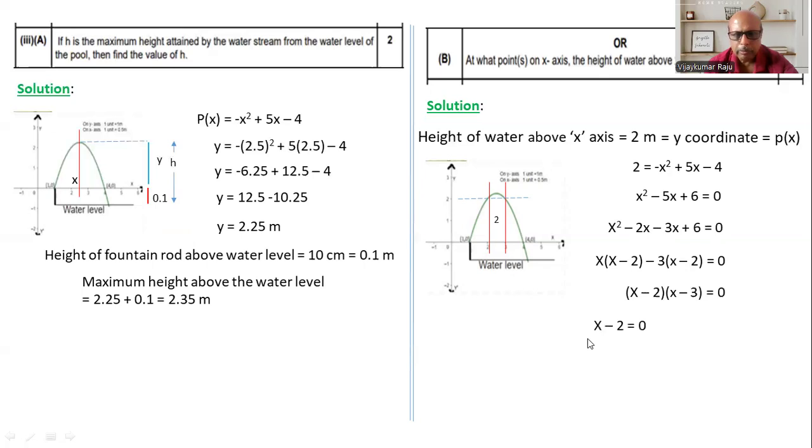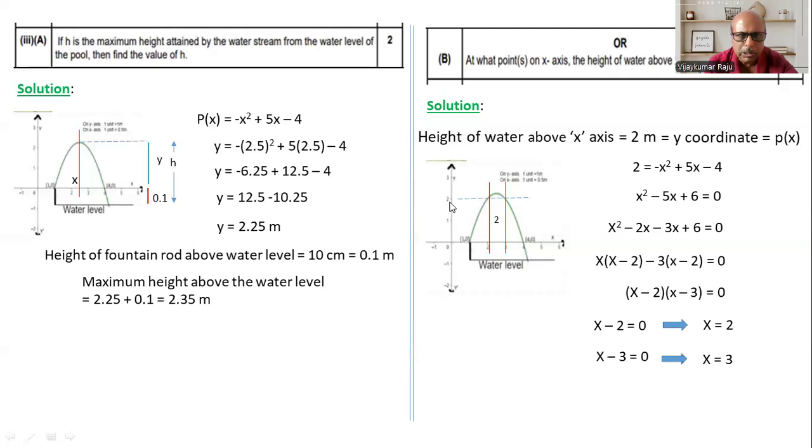So if x minus 2 is 0, we get x is equal to 2. And if x minus 3 is 0, implies x is equal to 3. That means at 2 points, 2 and 3, the water is at a height of 2 meters above the x-axis. You can see that from the figure and you are justified with your calculation also. So that means what we have done is right. Okay. Understood, it is 2 meters above x-axis.